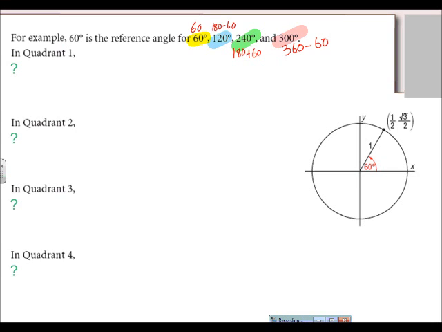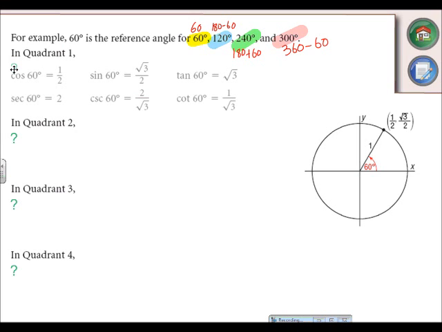Let's just look at quadrant 1 to start with. In quadrant 1, from the unit circle, 60 degrees was (1/2, √3/2). We need all 6 of our ratios: sine, cosine, tangent, and the reciprocals. Cosine is the x-coordinate, so we'll start with that one. The x-coordinate was 1/2. The reciprocal is secant. Take the reciprocal of 1/2, that gives me 2.